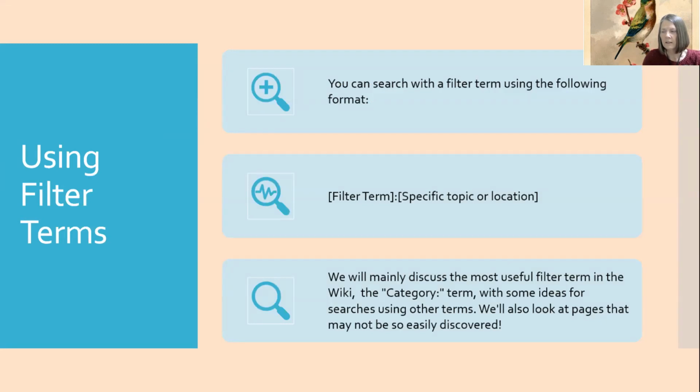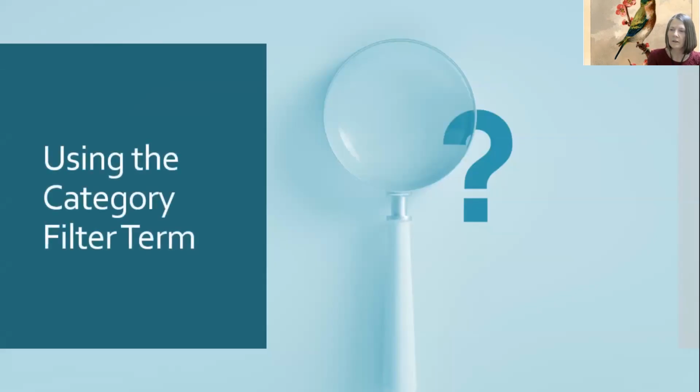Today, we're going to mainly discuss the category term, which is to me the most useful term. Some things will come up without using the category filter term. Others, you have to have the category filter term, so I usually use it if I'm pretty sure that's in the category. We'll also look at some other searches using some of the other terms, and some pages that are just kind of interesting or that you might not have thought about looking for. The first thing we're going to discuss is using the category filter term.